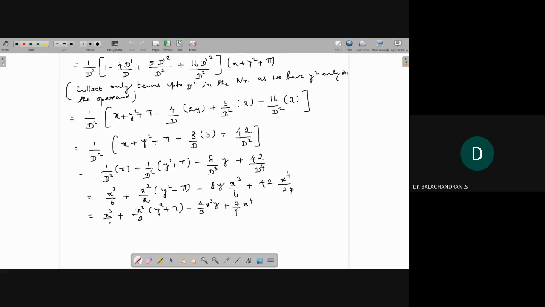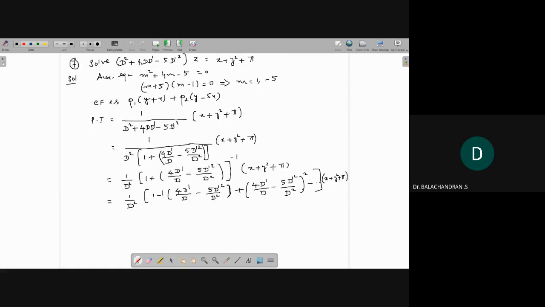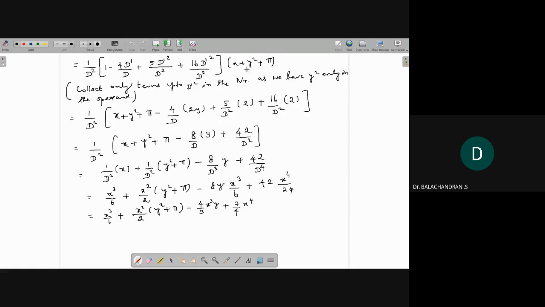Okay, 1 by d square, you can check it. 1 by d square, 1 minus 4 d dash by d plus 5 d dash square by d square, and then plus 4, not 4, 16 d dash square by d square, into x plus y square plus pi. So collecting only terms up to d dash square in the numerator, as we have y square only in the operand. Okay. So 1 by d square.